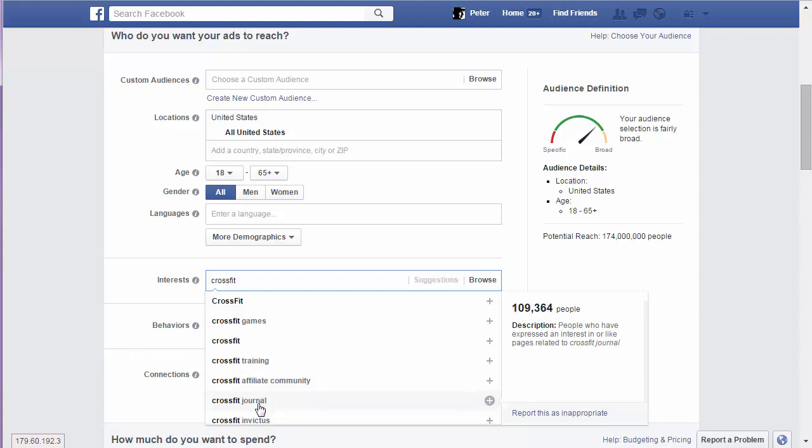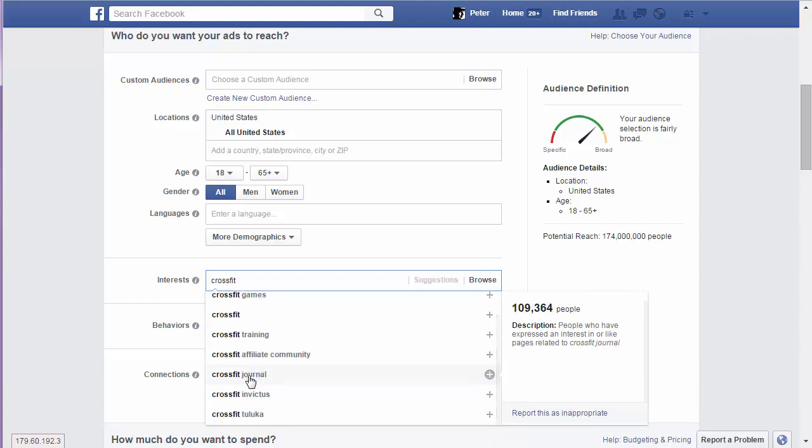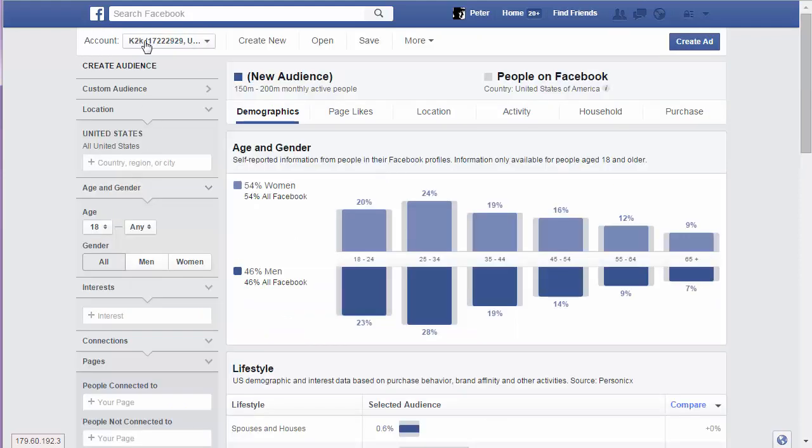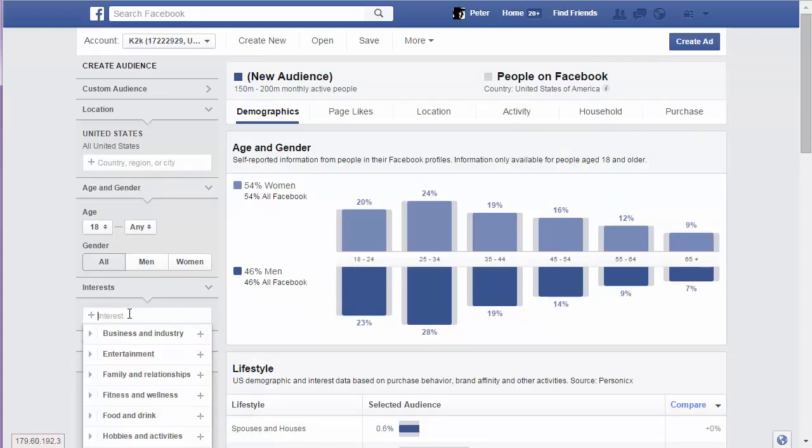Okay, affiliate community, that's not going to work. Journal, bit vague. I don't know what Invictus or Toluca is. They don't sound like they're particularly useful. Anyway, if we pick CrossFit Games, we can see that we've got 13 million people that we could potentially get at. If we go to the Facebook Insights Manager and we put in CrossFit, again we get the same list of stuff.